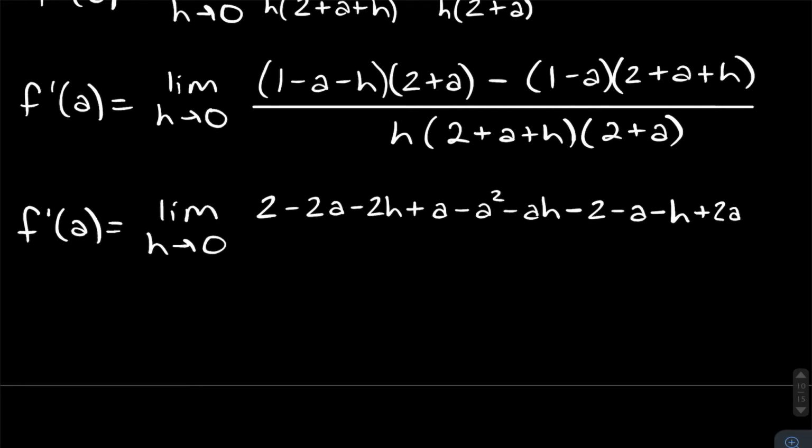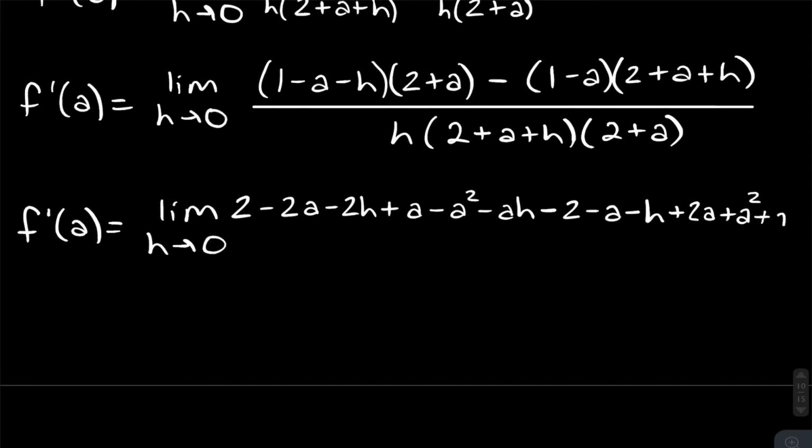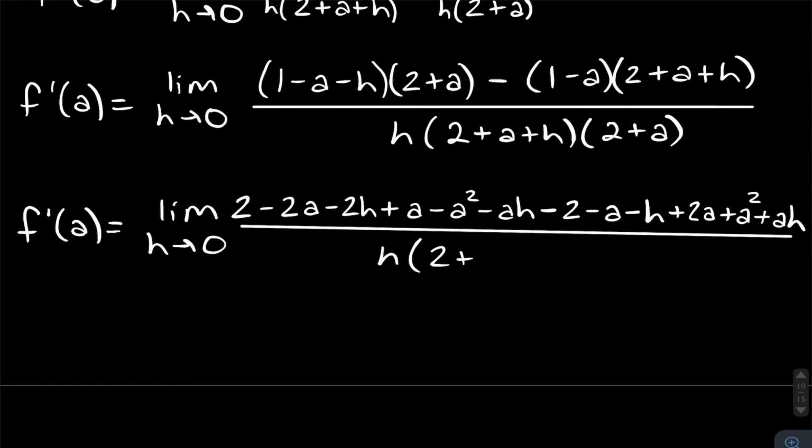A positive a times a is a squared. Positive a times h is ah. So running out of room here. Of course, I just have to flounder at the last. Okay, anyways, this is going to be all over h times 2 plus a plus h, and a 2 plus a.